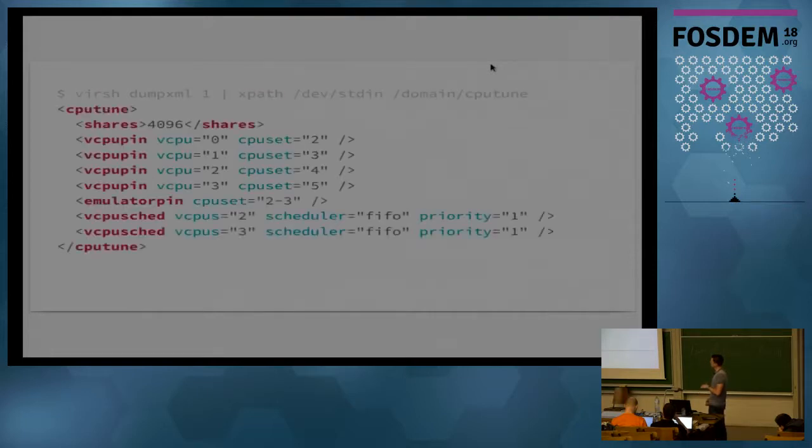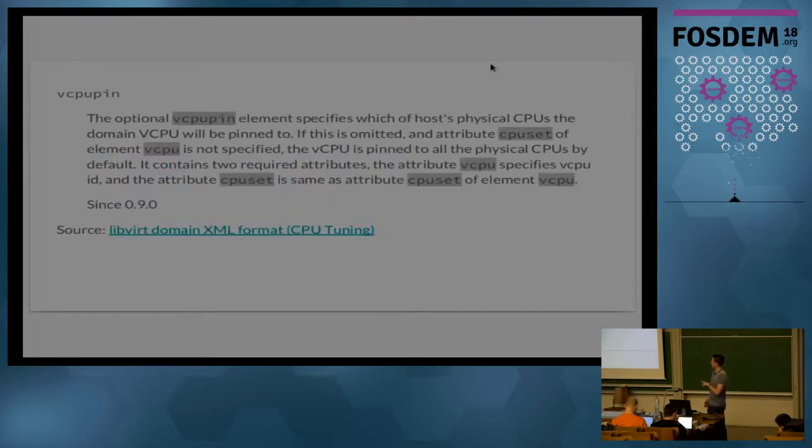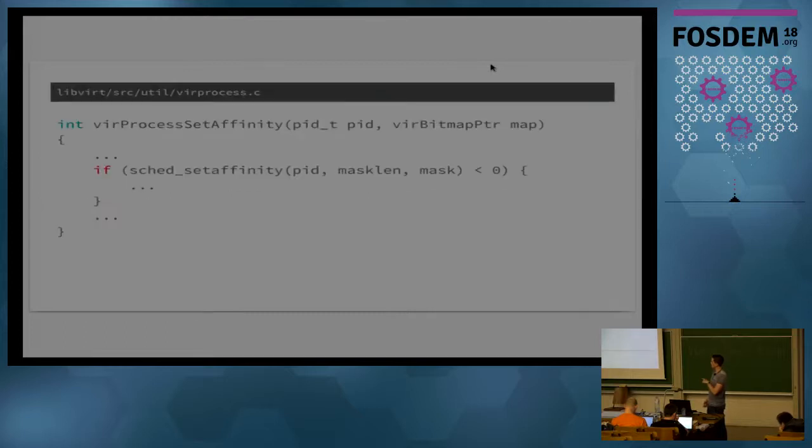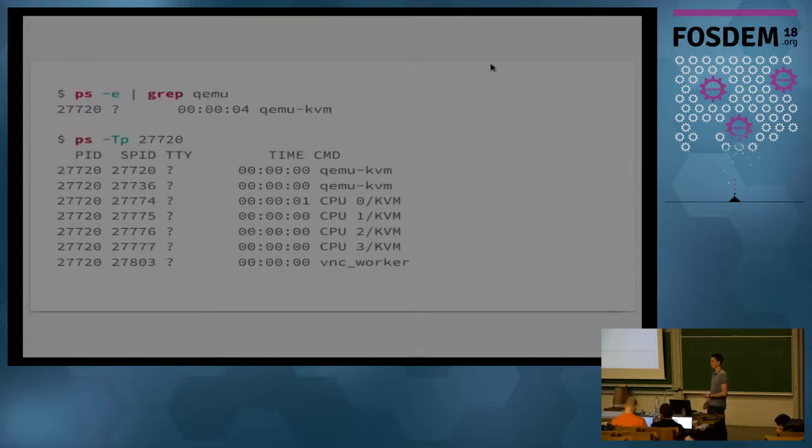So there's two important attributes to note here. The first of these is the vCPU pin one and the vCPU scheduler one. vCPU pin, how that works under the hood, it calls a Linux function, which is set affinity. If you look at your QEMU process and you look at the threads that QEMU has spawned, it has an individual thread for every single one of your guest cores. So each vCPU is basically a host process, a KVM process.